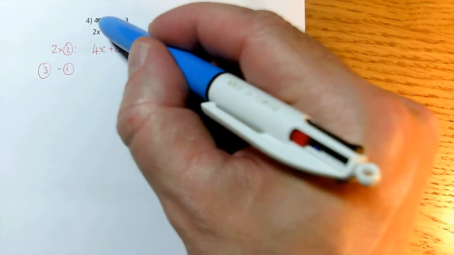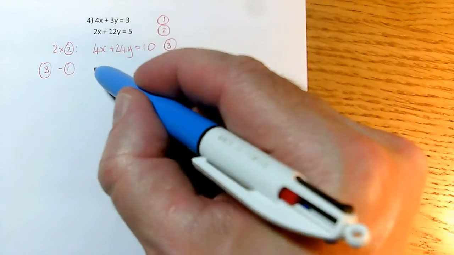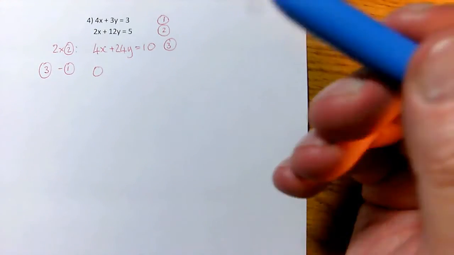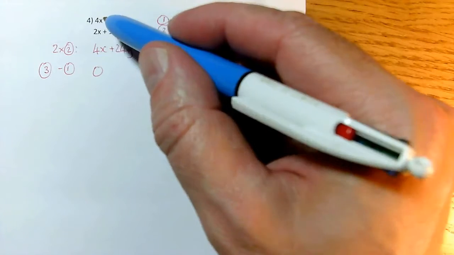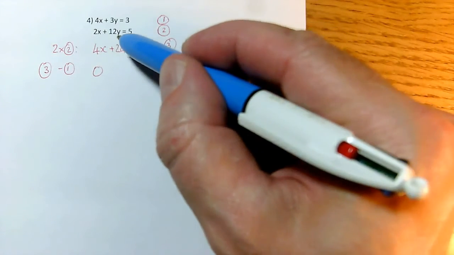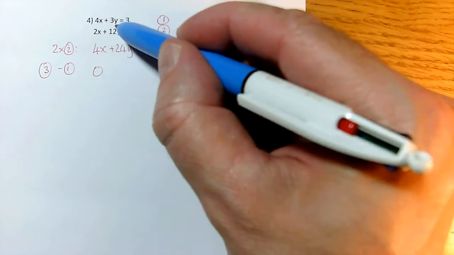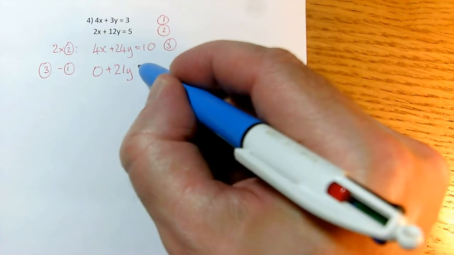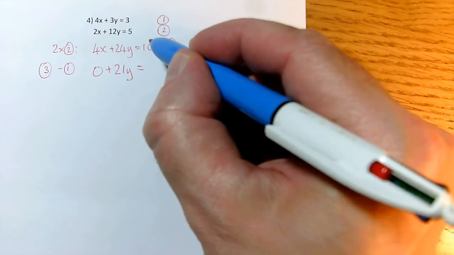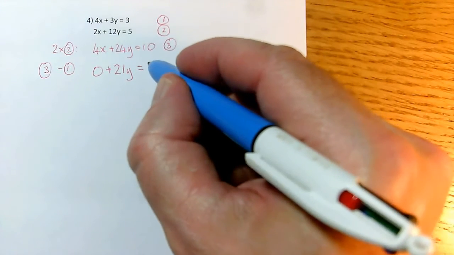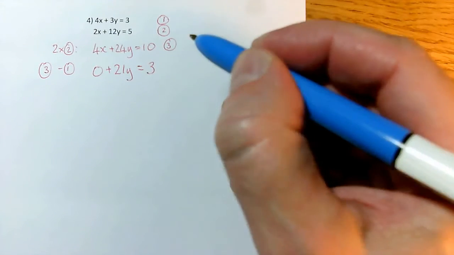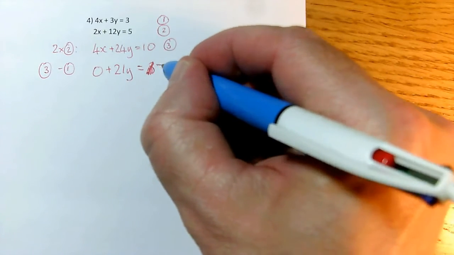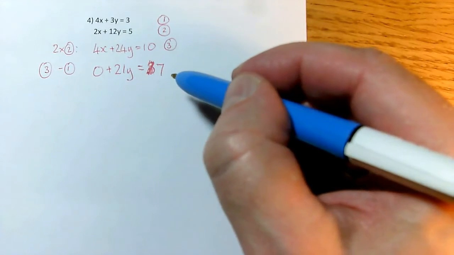So 4x minus 4x, that gives me nothing. So I can put 0, but the x's have cancelled. They've been eliminated. That's why the method works. I made the numbers match so I could do that. I'm still taking away, so I've got 24y, take away 3y, so I've got plus 21y on this side equals, and then 10 take away the 3, 21y equals 3. Okay, no, 10 take away 3 doesn't equal 3, it equals 7, sorry. Okay, so 21y equals 7.